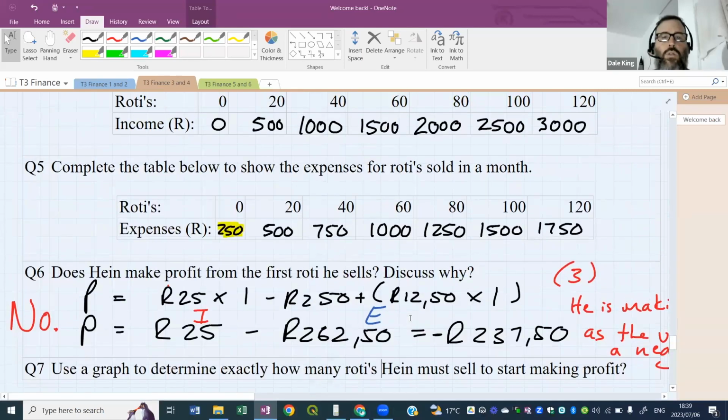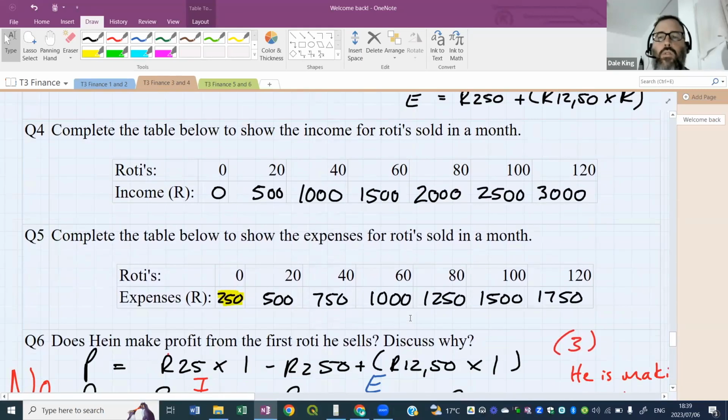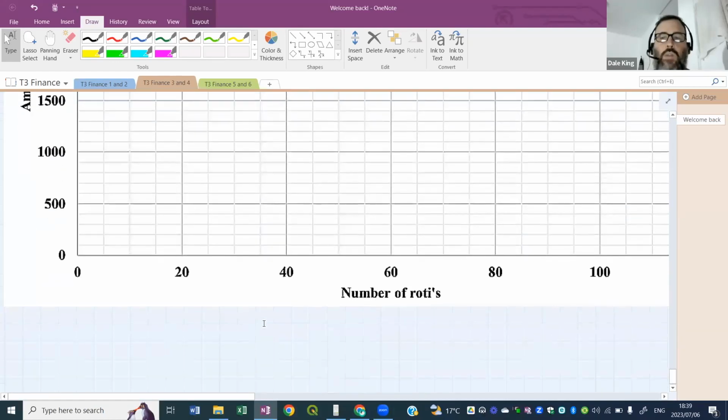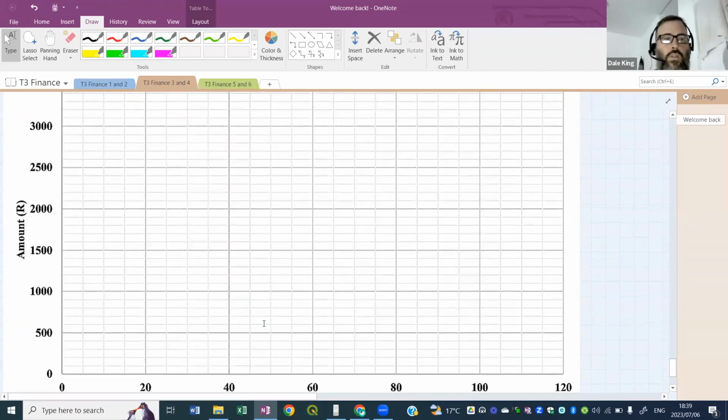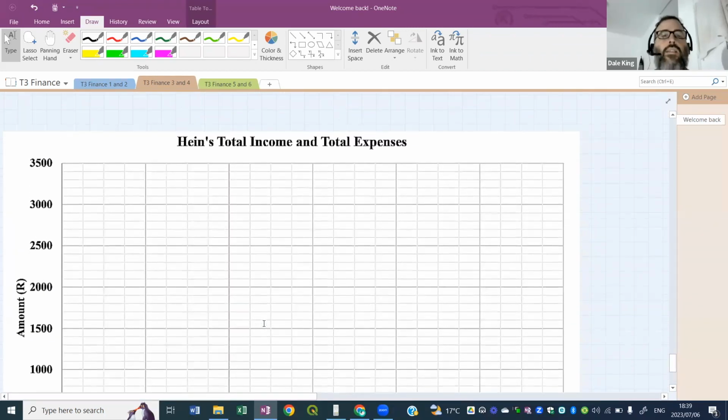Now, we've got two sets of points to plot here. We've got the income table, which is there, and we've got the expenses table, which is underneath it. We're going to plot those points, okay? So here is my graph. Okay, I'll zoom out a little bit. This is the graph. I've even got a heading. I'm getting marks for that. Han's total income and total expenses, okay?